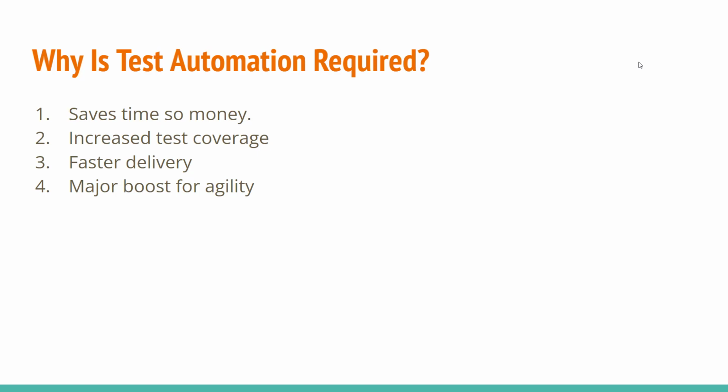Test automation also increases test coverage. Suppose a test scenario needs to be tested for 100 sets of data. If you try to do it manually, being human, it is possible that we can make mistakes. But if we write the automation logic for that and pass those 100 sets of data, then my code is going to behave the same way with all sets of data. So we are going to have more test coverage and accuracy. And obviously because of all these reasons, we can deliver the application faster, and this is a major boost for agility.